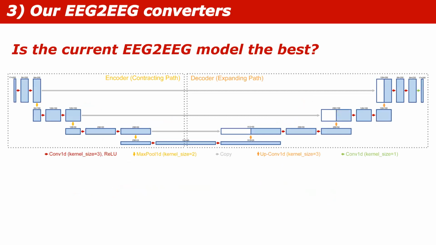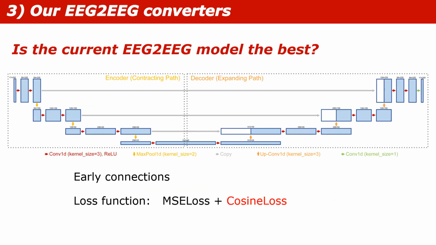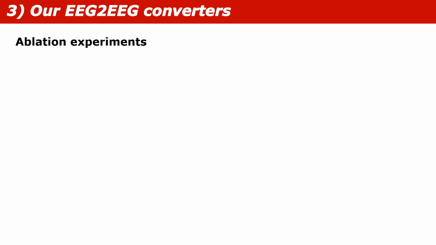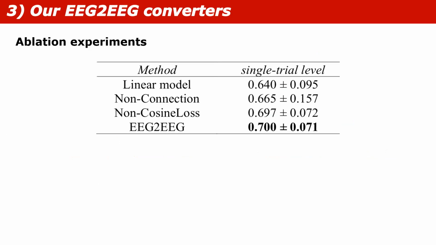So is the current EEG2EEG model the best? Because in this structure, there are two very important components. One is early connections across convolutional layers. The second one is, compared with traditional MSE loss, we add a CogSci loss function here. So we did ablation experiments. We trained some other models, like the linear model, the EEG2EEG model without early connection, and the EEG2EEG model without CogSci loss function. However, we find our EEG2EEG model is the best.